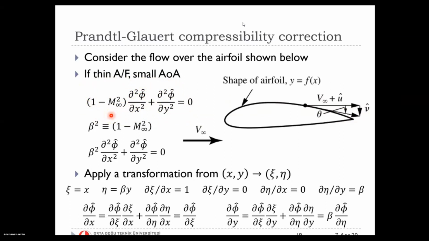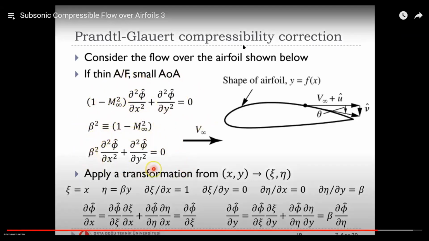So let's see if we can find a relation with the incompressible flow and the Laplace equation if we apply some transformation. That's why we apply some mapping from our xy coordinate system to some other coordinate system. Let's start by defining beta squared, which is 1 minus Mach infinity squared. Once defined, the perturbation potential equation becomes this one shown here.